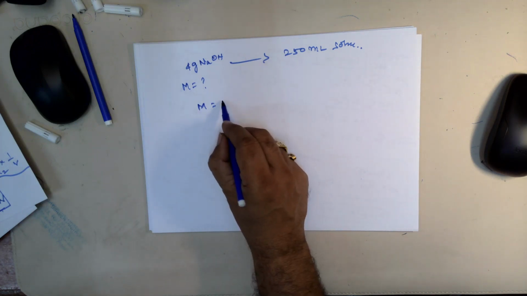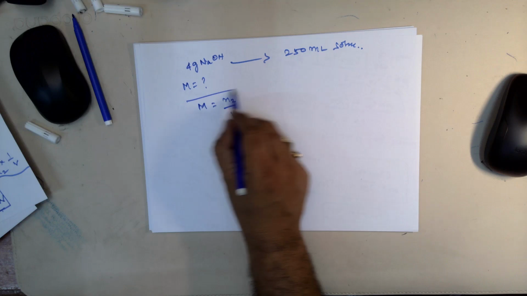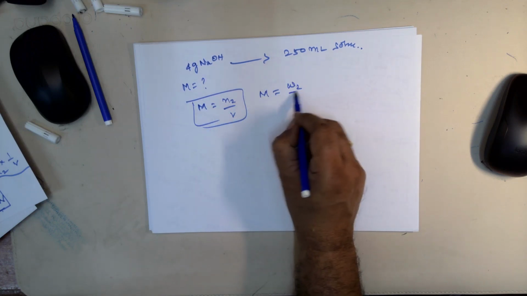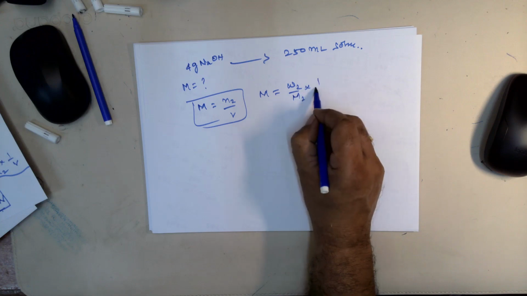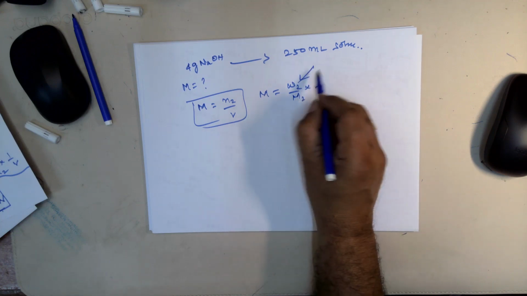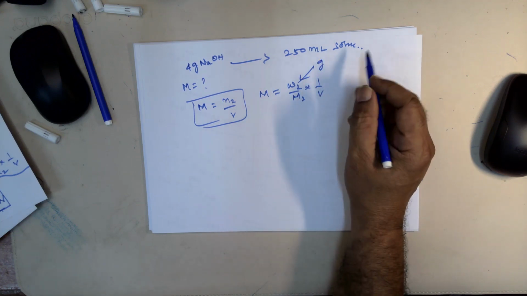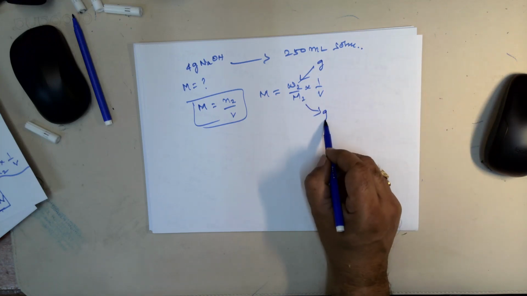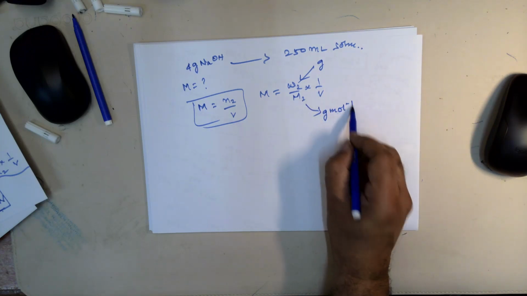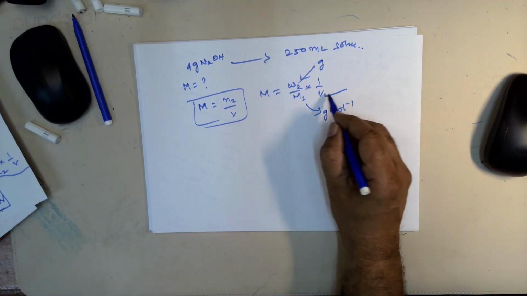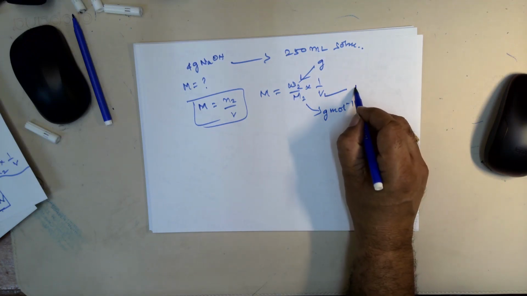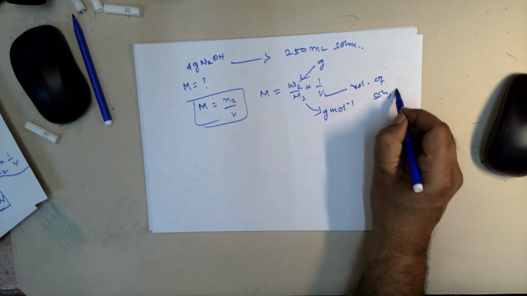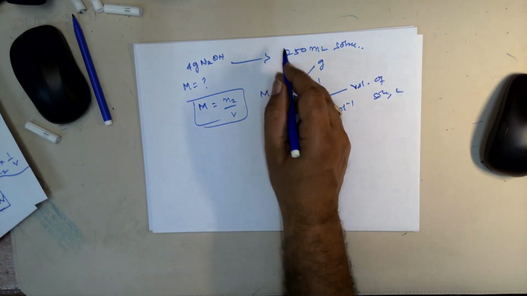Molarity is given by n2 divided by V, right? Another formula: molarity is equal to W2 by M2 into 1 by V. You know very well this W2 represents weight of solute in gram. What about M2? This is the molar mass in gram per mole, right? And V is the volume of solution in liter. So now let us substitute.